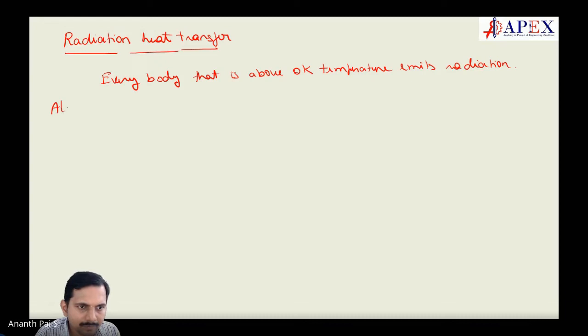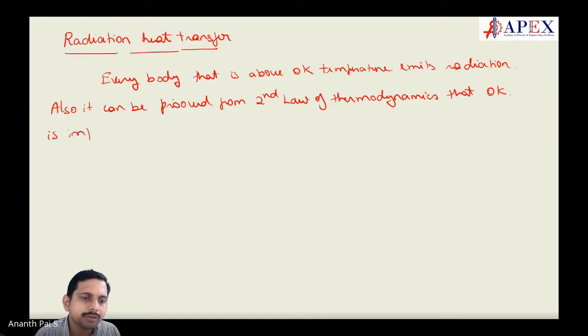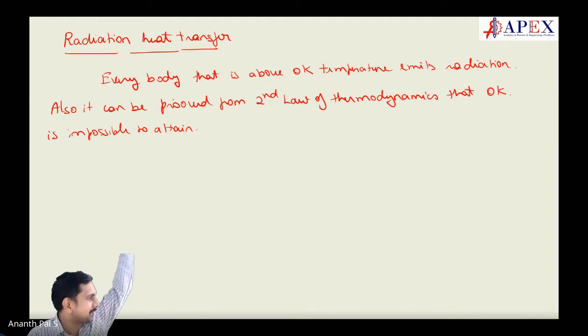Also, it is known, and it can be proved from the second law of thermodynamics, that 0 Kelvin is impossible to attain. Correct, 0 Kelvin is not possible. Is it possible as a limit? It never reaches there. Impossible to attain.